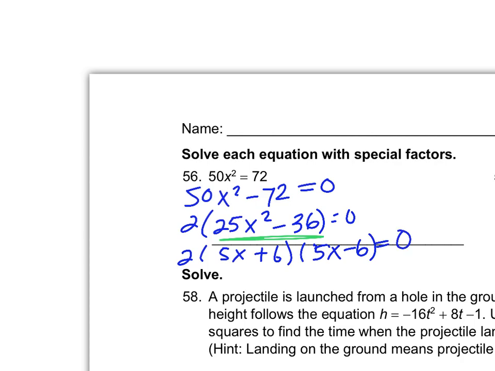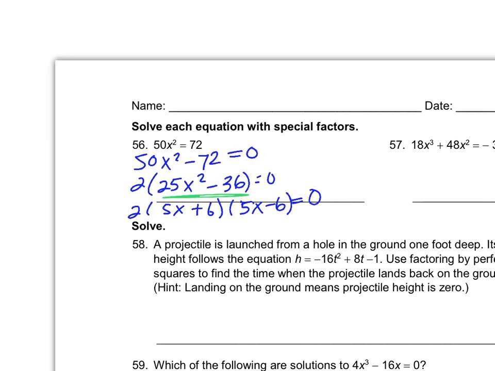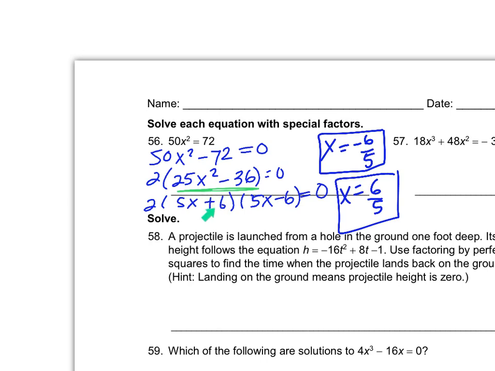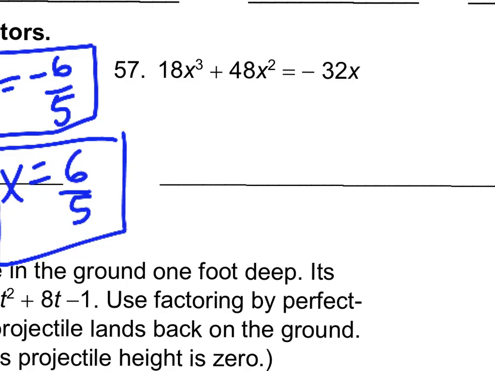That means we need to give our solutions. So for this problem here, the 2 does not have a variable, so that's not going to give me an answer. The next factor does, so our first answer is x equals negative 6 divided by 5. Our second answer would be x equals 6 divided by 5. And I'm getting that by changing the sign here and dividing by 5, changing the sign here and dividing by 5.